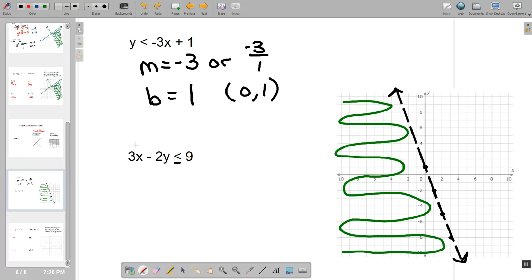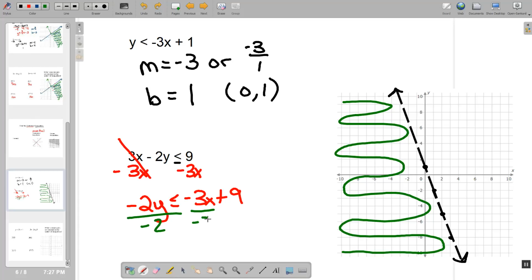For our second line, we need to put it in slope-intercept form, which means I need to subtract 3x from both sides. I get -2y is less than or equal to -3x plus 9. From here, I need to divide everything by -2. And because I'm dividing by a negative, I need to remember to flip the sign, which is greater than or equal to.